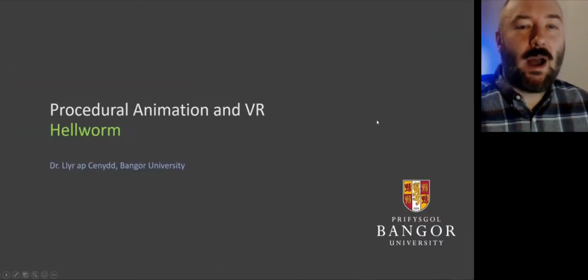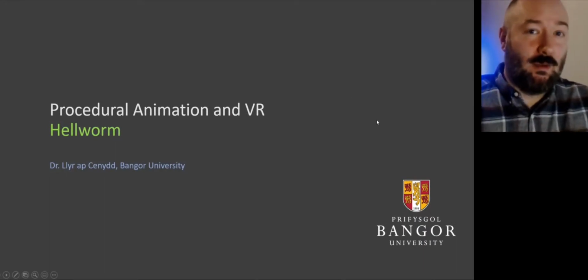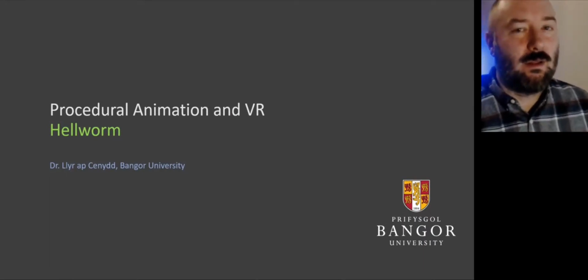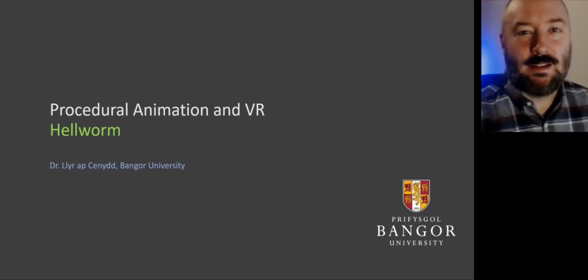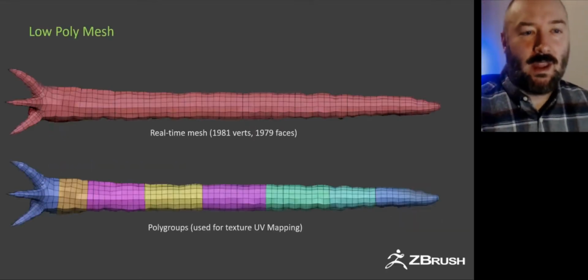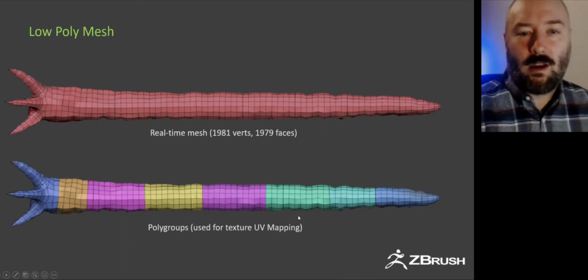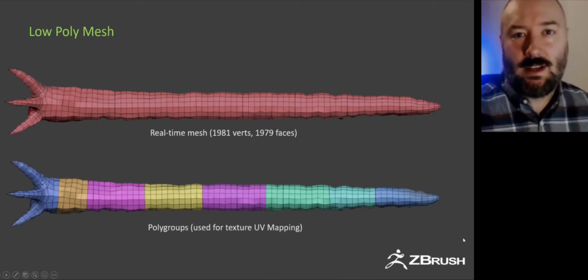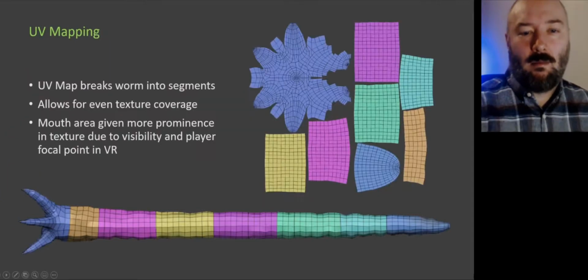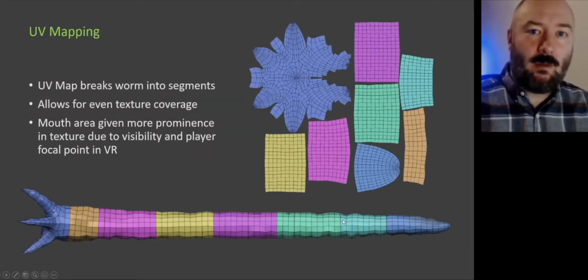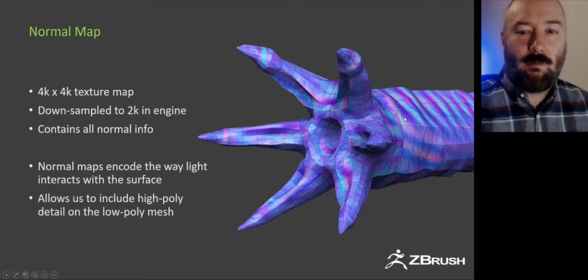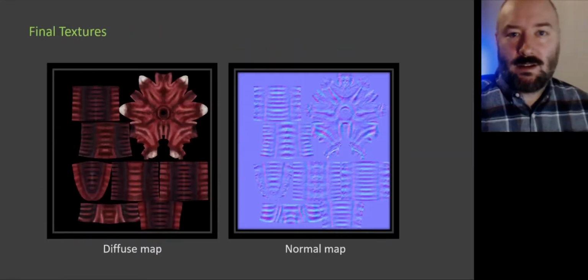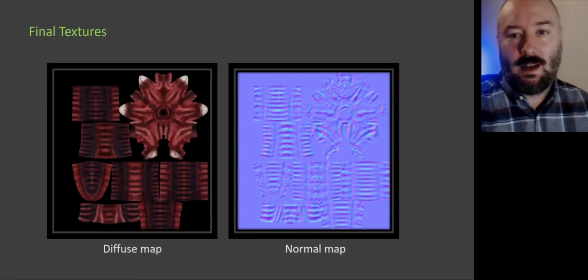The next part, the second part, is the Hellworm. So the Hellworm is a little bit different. It's less easy to do because it's such a fantastical creature. We start with a low polygon mesh. So again, similar process to the sea lion. We make a model. We get the textures from it. We paint on the details. We bake the information into various textures, exactly like we would have done with the sea lion.